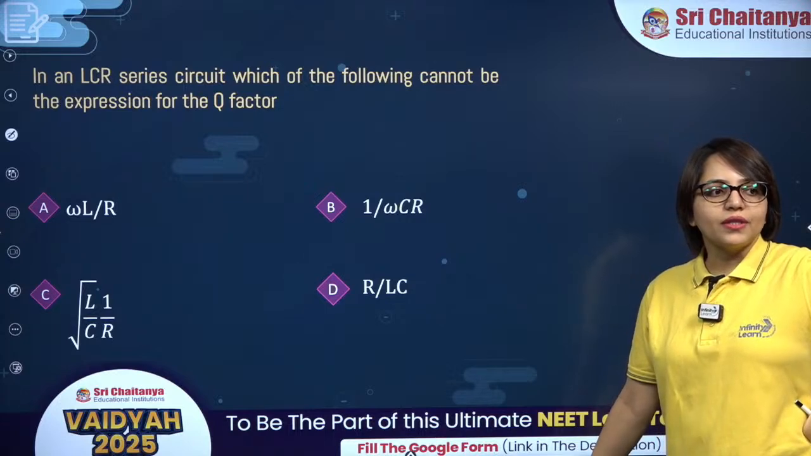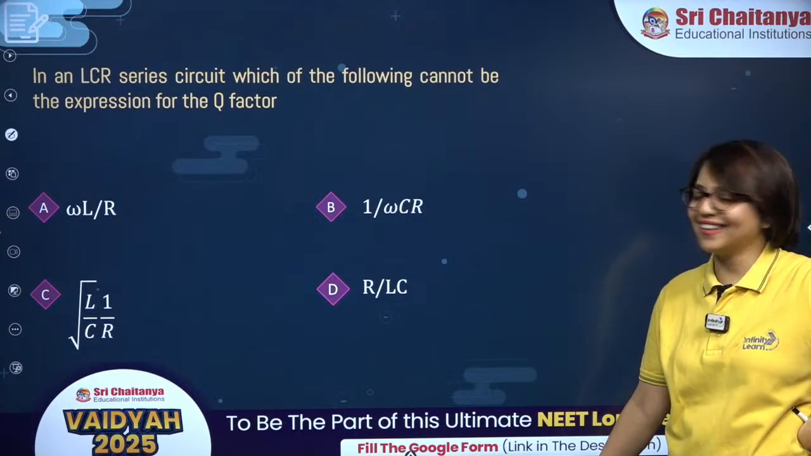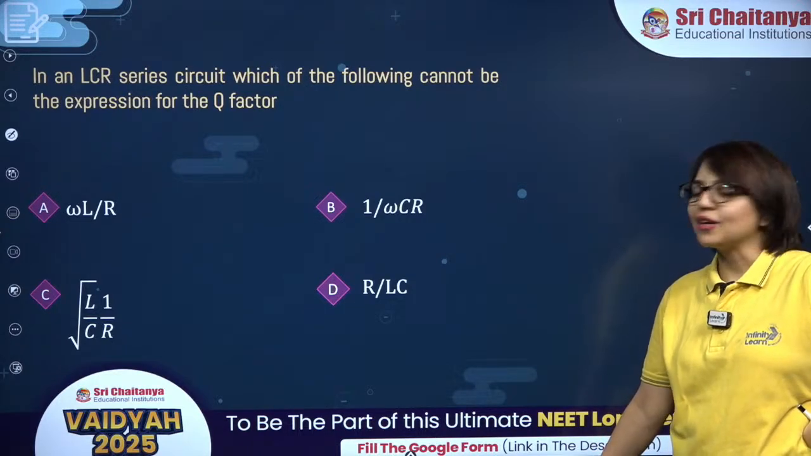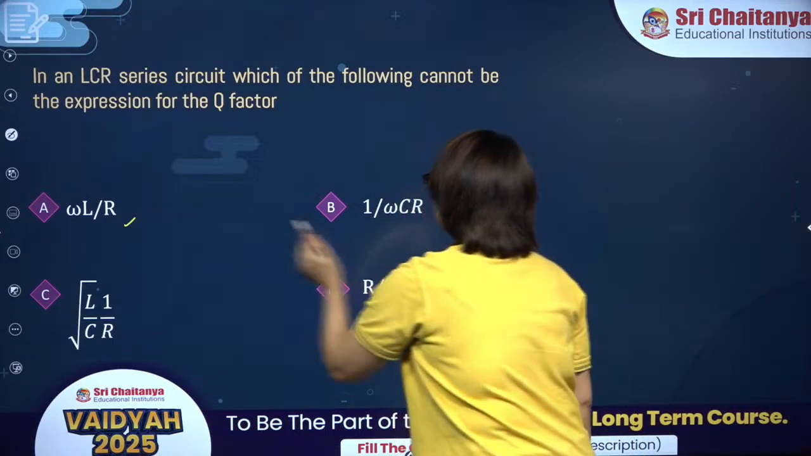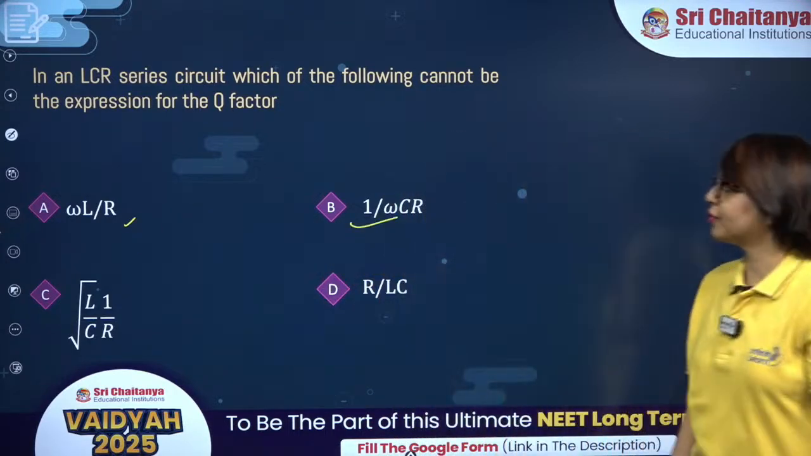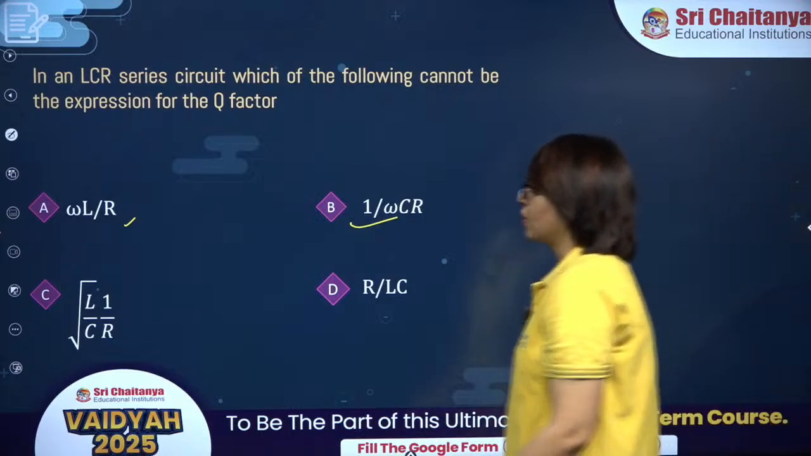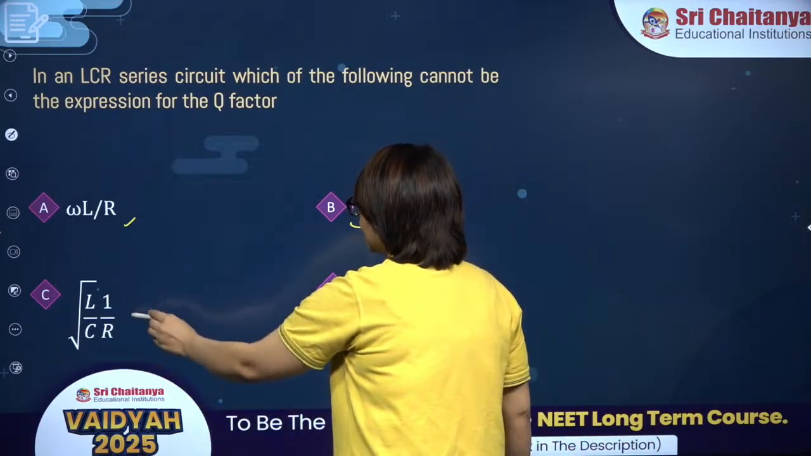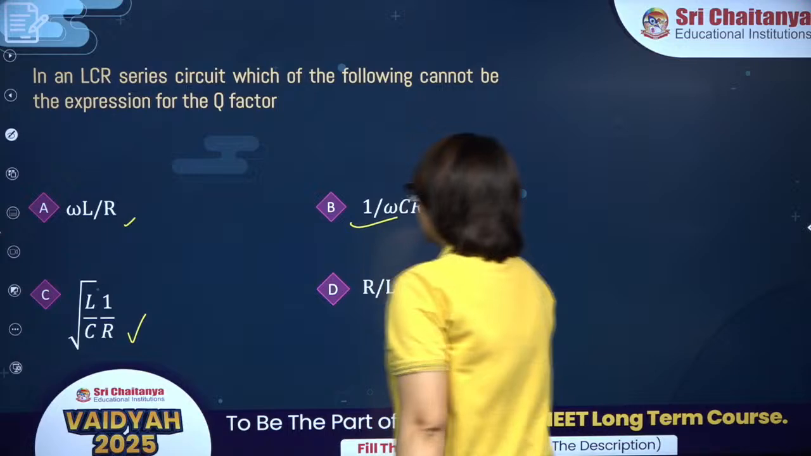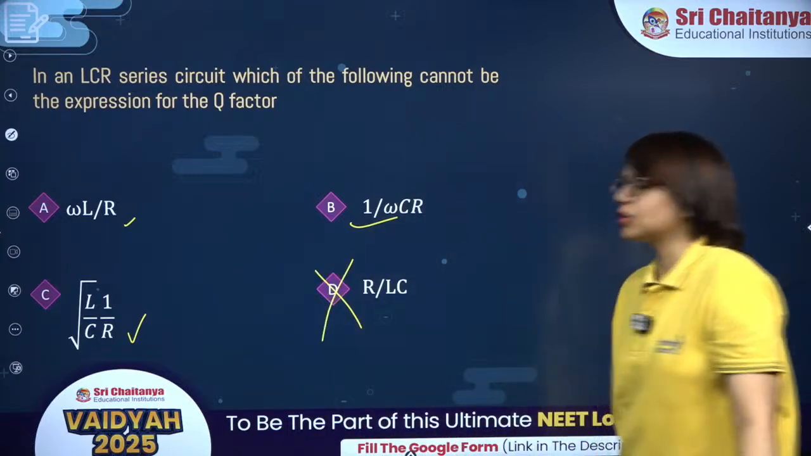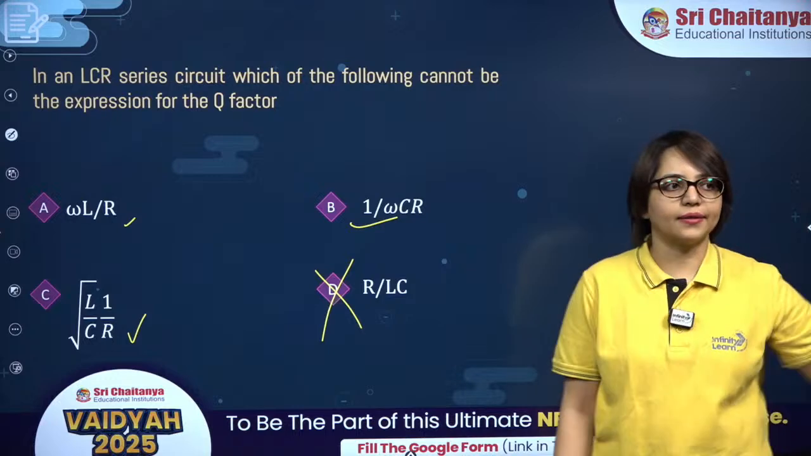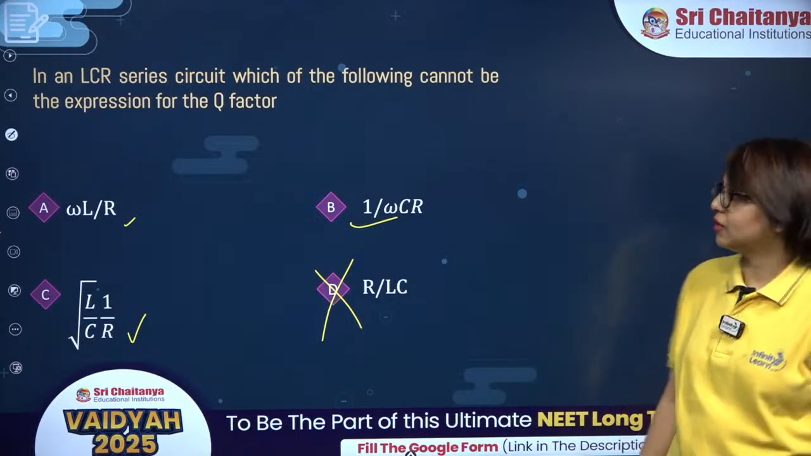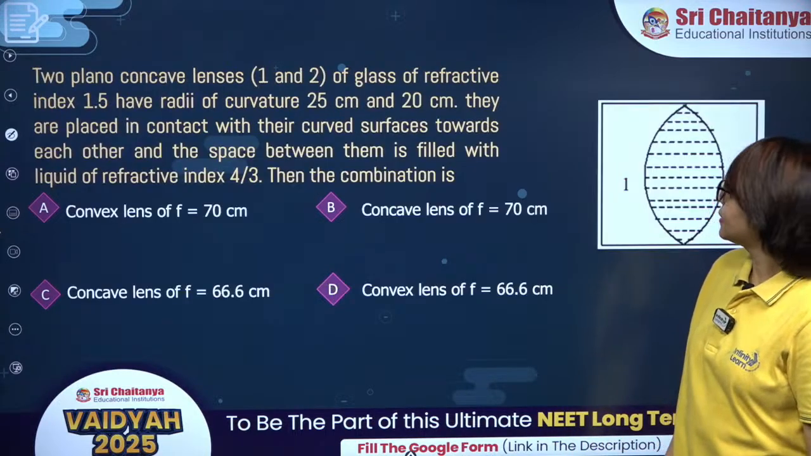Try this one, option D, yes. It is omega L upon R is one of the expression of Q factor, or 1 upon omega C into R, one of the expression of Q factor, or it is under root of L by C times 1 upon R, and this is not the expression of Q factor. So yes, option D is the correct answer. Well done guys, well done. Chaliye. Next is this one.